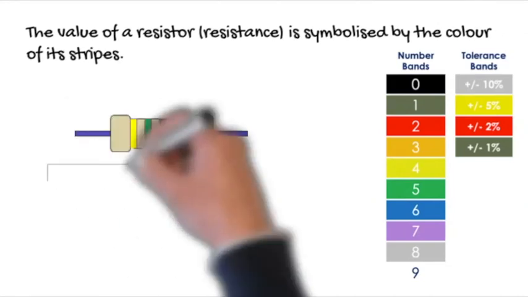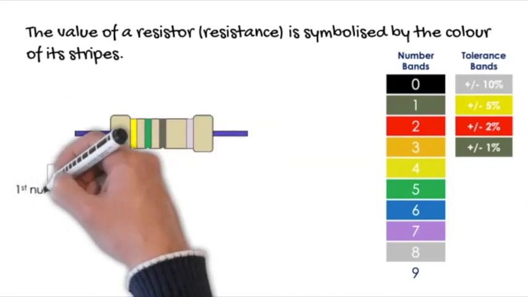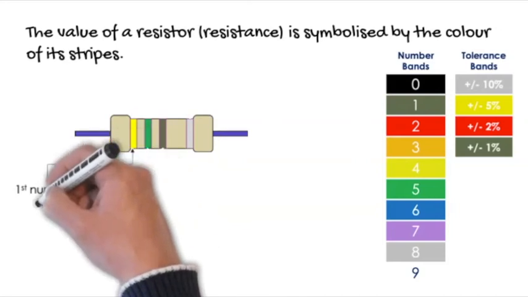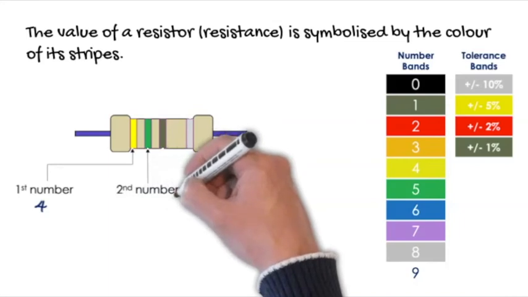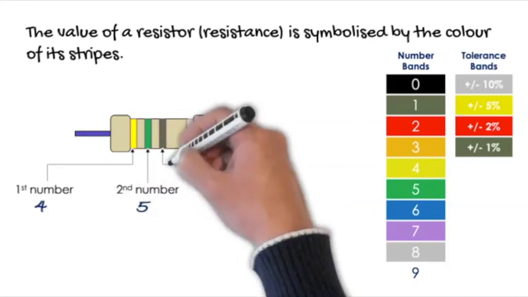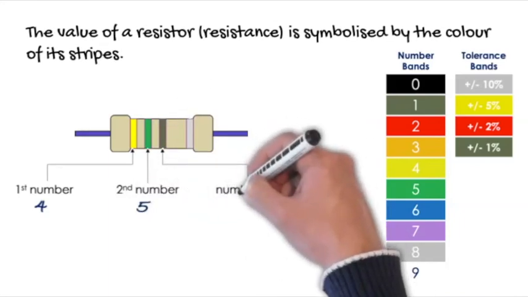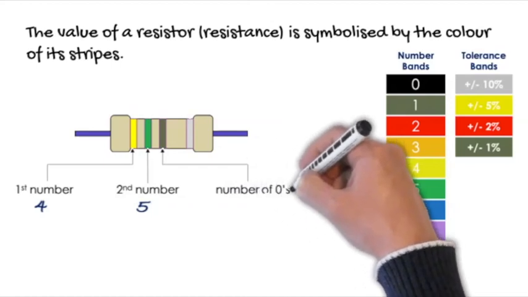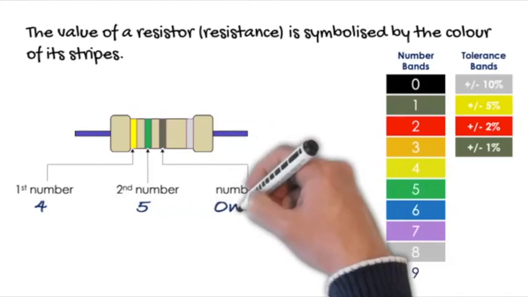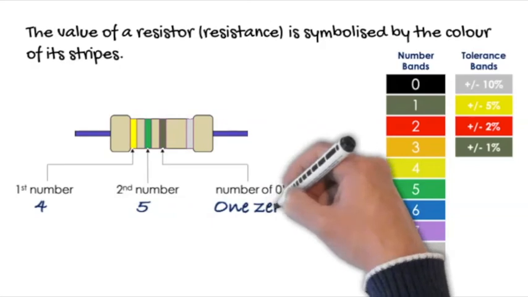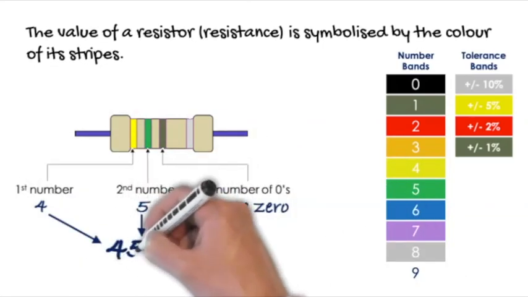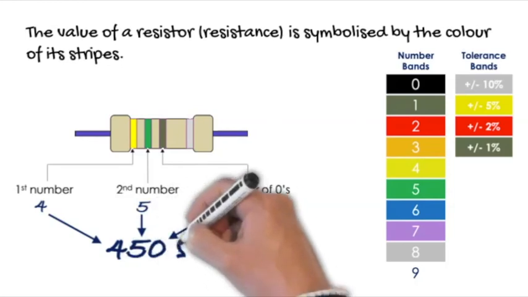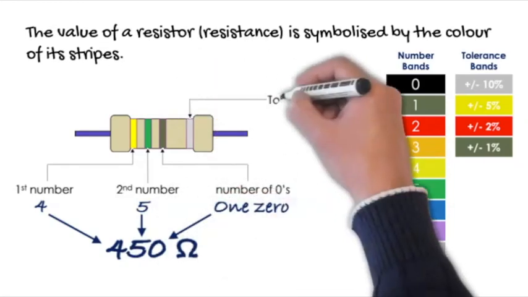So if we start with the band that is on the far left, this represents the first number of our value. In this case it's yellow, so if we look at our table, that indicates a 4. The second band represents the second number, and then the final band represents the number of zeros that we add on to the end. So in this case, brown represents 1 0, so our number is 4, 5, and then add 1 0 to make 450 ohms.